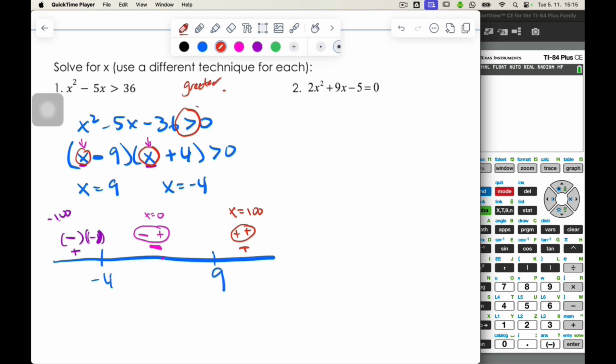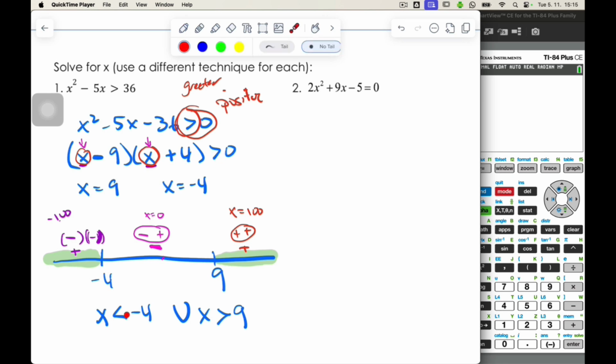Now, when I read this sign here, that means greater than 0, which actually means positive values. So this question is asking, where are these numbers positive? Well, here they are positive, and on this interval they are positive. And so the answer to the question is x is less than negative 4, or x is bigger than 9. Because there's no equal sign here, we don't want them to equal 9. This is the interval where the quadratic will be positive.